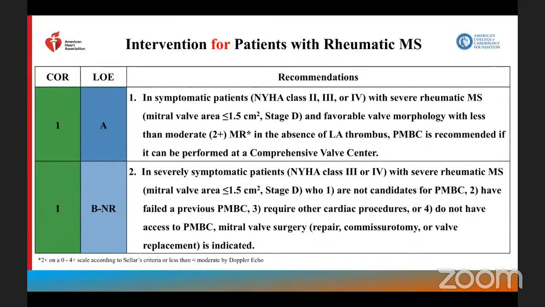In severely symptomatic patients with severe rheumatic MS, mitral valve area equal or less than 1.5, who are not candidates for standard percutaneous commissurotomy or have failed previous percutaneous mitral balloon commissurotomy or require other cardiac procedures or don't have access to percutaneous intervention, mitral valve surgery with repair, commissurotomy, or valve replacement is indicated as a class 1, level B.